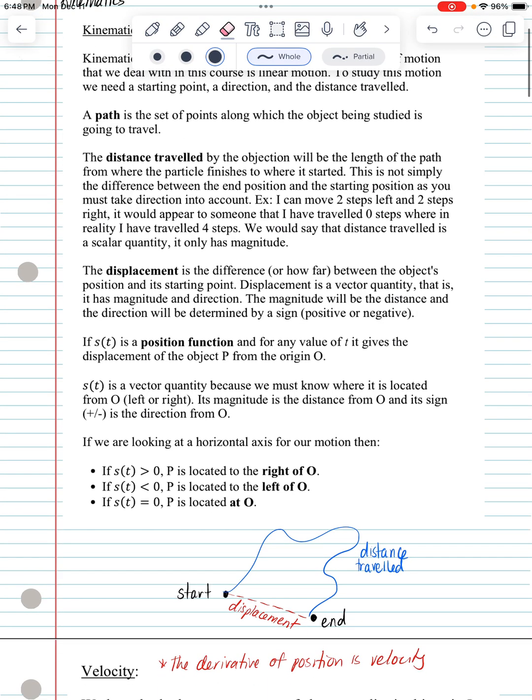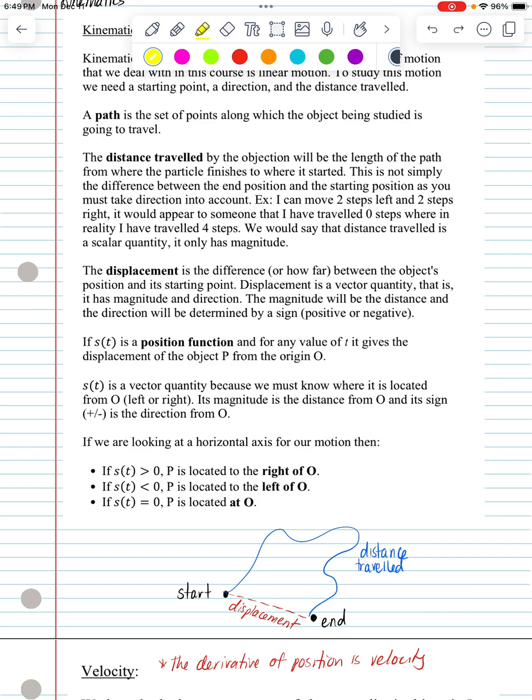Then we have displacement. So displacement is the difference between where the object started and its final position. Okay, so it is a vector quantity, so there is magnitude and direction this time. So the values could be positive or negative. I find the drawing down here very helpful for seeing the difference between distance traveled and displacement.